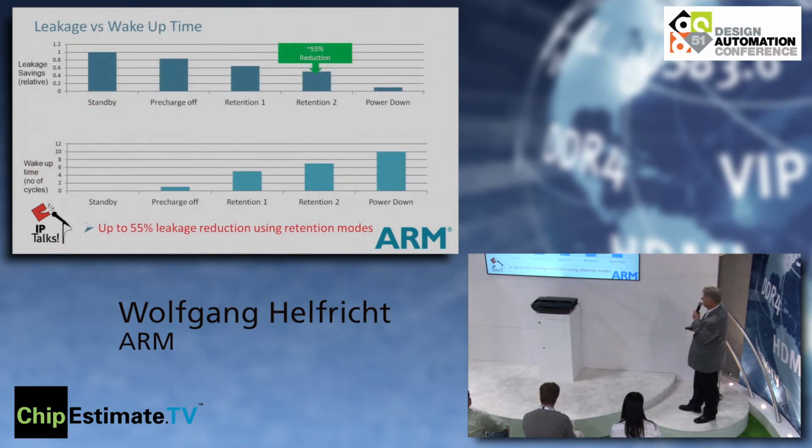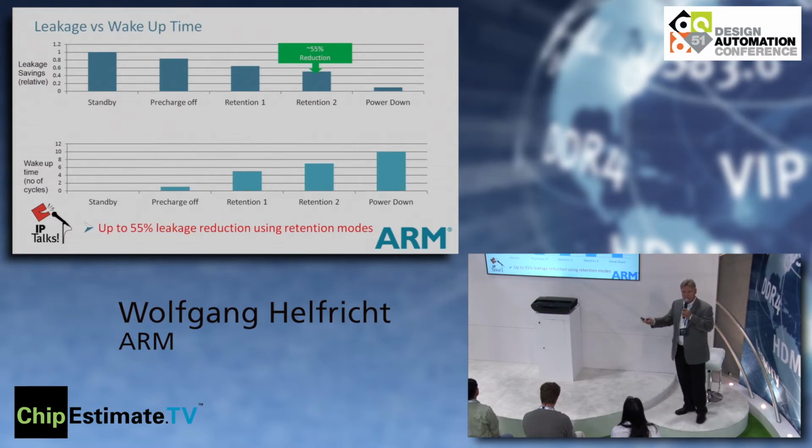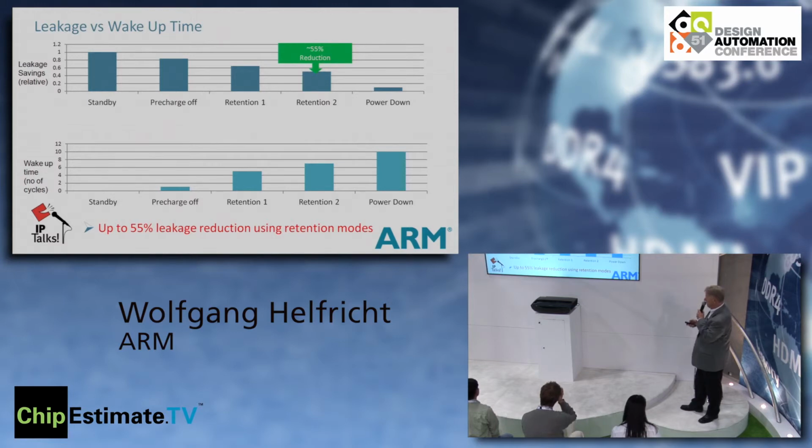This shows this in a diagram. You have the different modes there. For example, a nice 55% reduction in this retention 2 mode, and you need about 7 cycles wake-up time. So it's a trade-off between the time that you are active and your power savings.